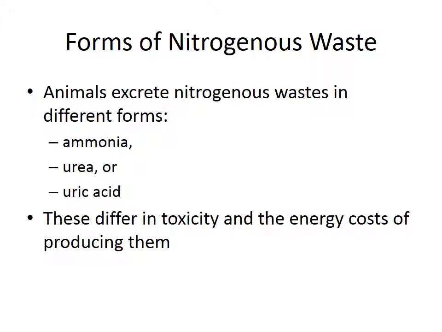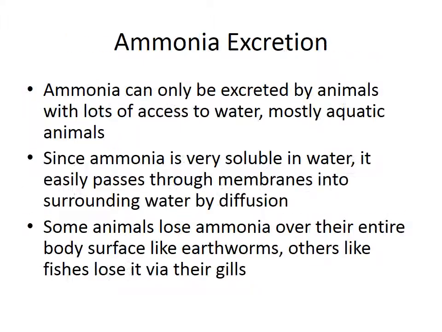The forms of nitrogenous waste. Animals excrete nitrogenous waste in different forms. They can either choose to excrete it as ammonia, but that would only be for freshwater animals or any animal that has access to a lot of water. They can choose to remove it as urea, and that would be somebody like us, or they can choose to remove it as a semi-solid paste called uric acid. The difference between these three is how toxic they are, and what is the energy cost in producing them.